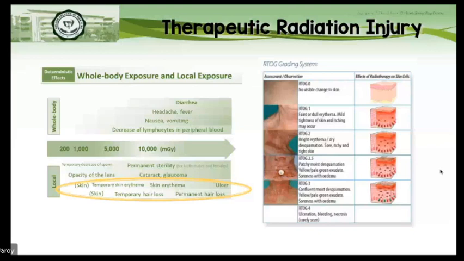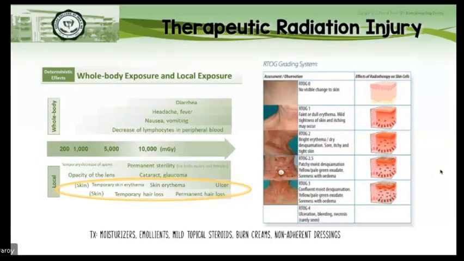The Radiation Therapy Oncology Group has provided a grading system for injuries related to radiation therapy. Treatment of minor radiation injury includes skin moisturizers and local wound care when appropriate. Severe radiation injury may warrant surgical excision and reconstruction with free tissue transfer from a part of the body unaffected by the radiation.